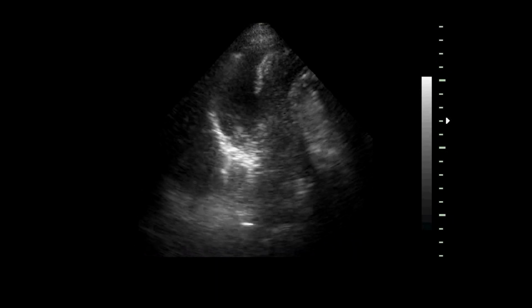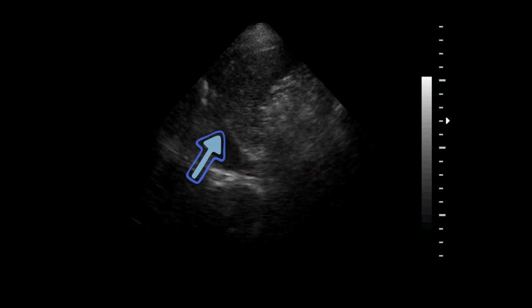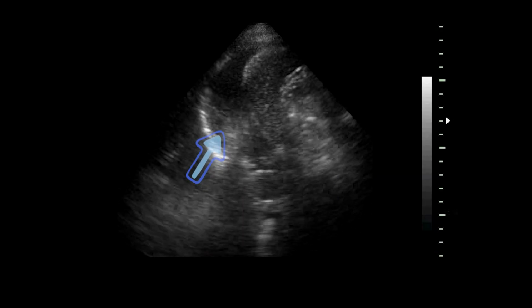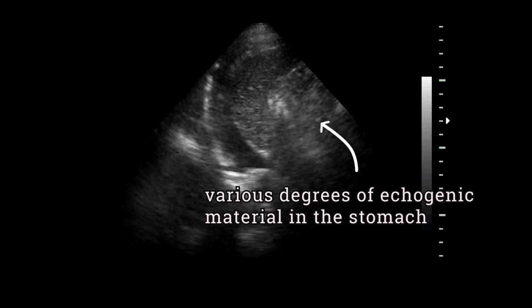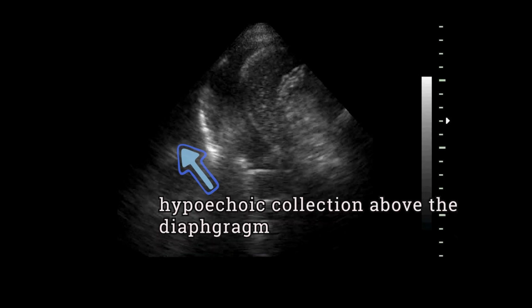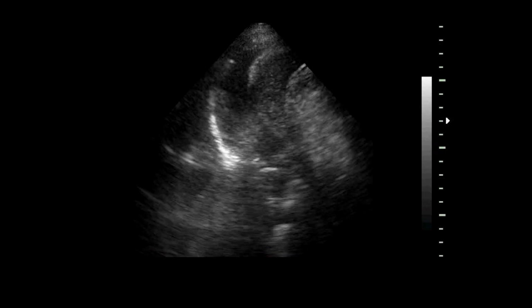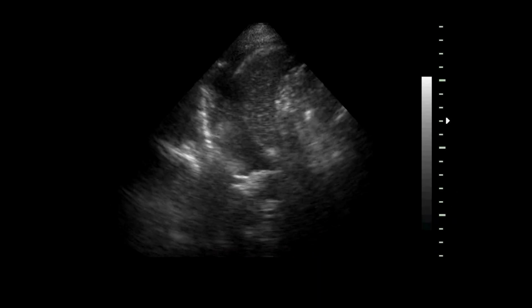In this second example, we notice a few key features. There is an anechoic collection of fluid between the spleen and the diaphragm. We also notice a stomach that is distended as it lies in close proximity to the spleen. Finally, there appears to be a fluid collection above the diaphragm and an atelectatic lung floating in this fluid. We would have to move the probe upwards to confirm our suspicion.